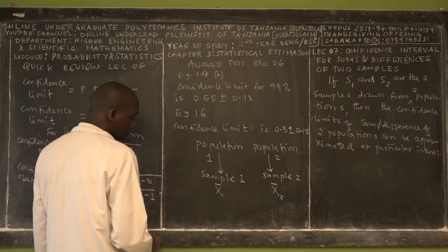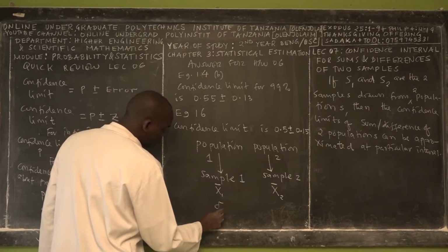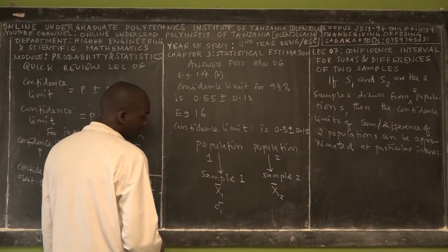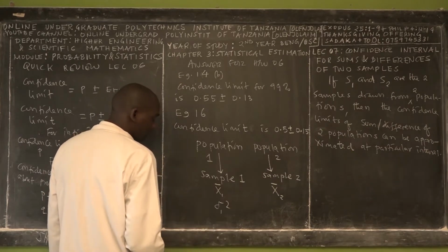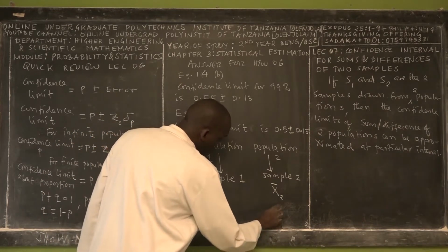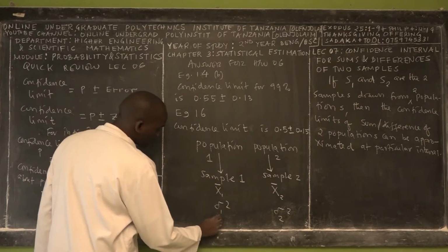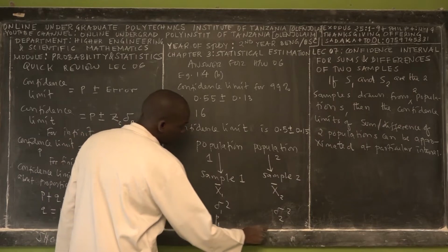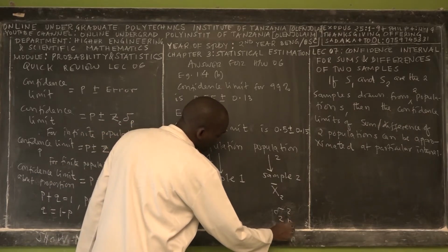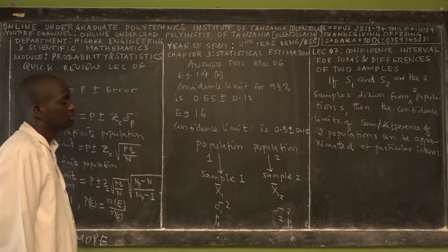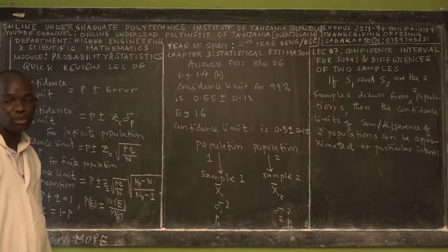In other words, we can also find variance for what? Variance for sample 1, and also we can find variance for sample 2. We can also find proportion for sample 1, and also you can find proportion for sample 2, which is the probability of success. That is the point we'll be focusing on.